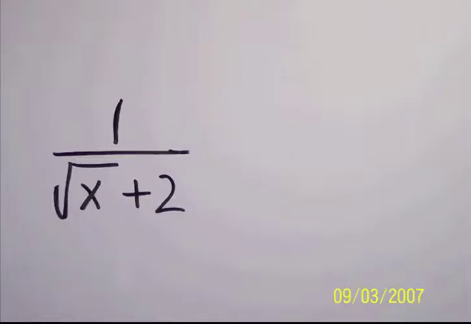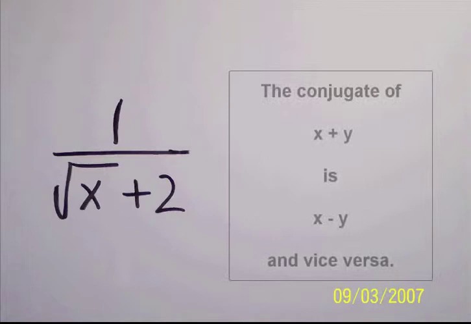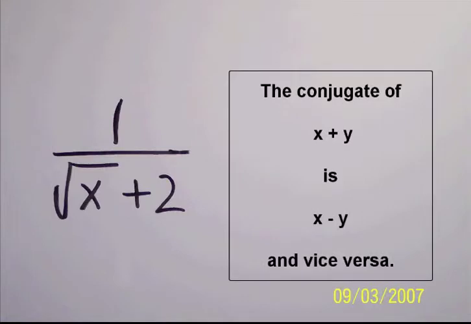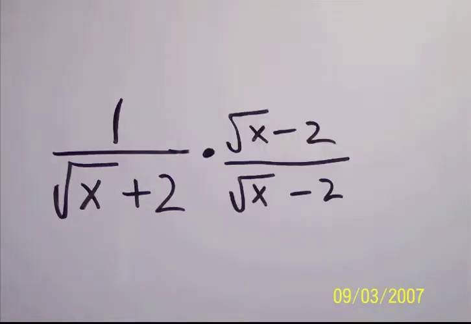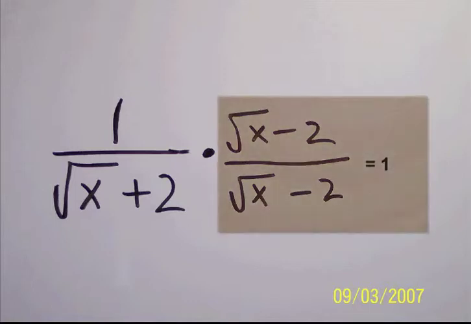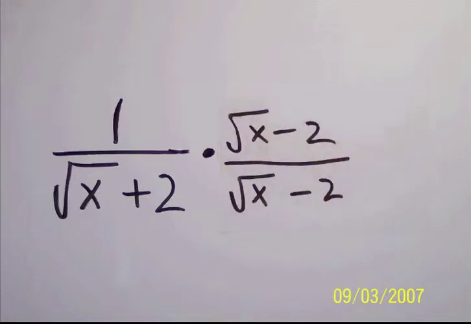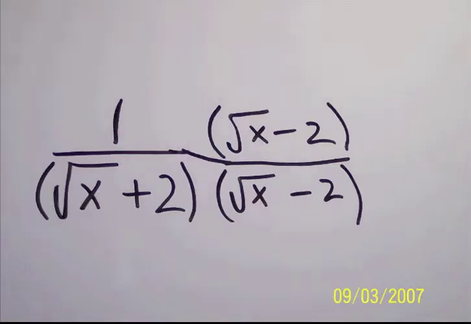Rationalize the denominator of 1 over the square root of x plus 2. To do so, we need to multiply both top and bottom by the conjugate of the square root of x plus 2. The conjugate of the square root of x plus 2 is the square root of x minus 2. Notice we are multiplying the fraction by nothing more than 1. Doing our multiplication, on the top, 1 times the square root of x minus 2 will just leave us with the square root of x minus 2.